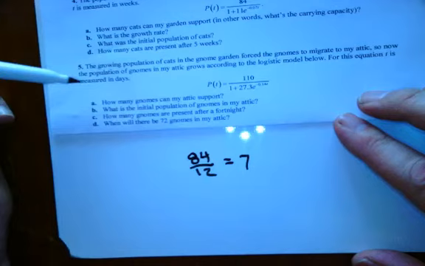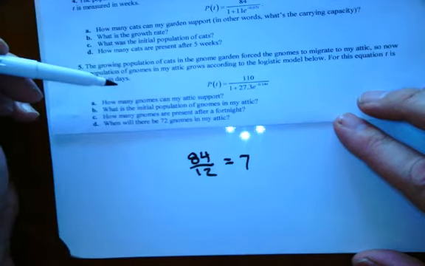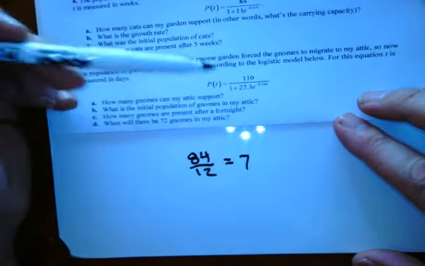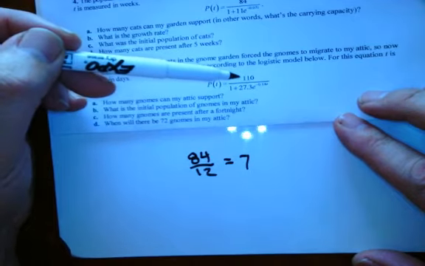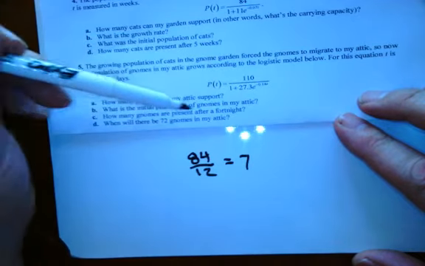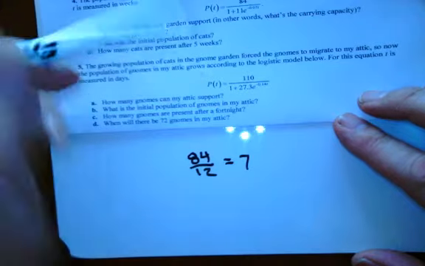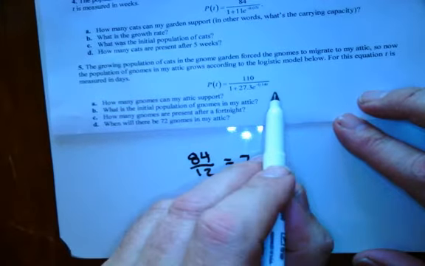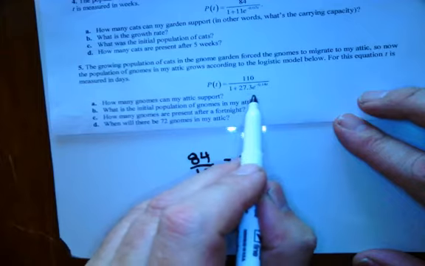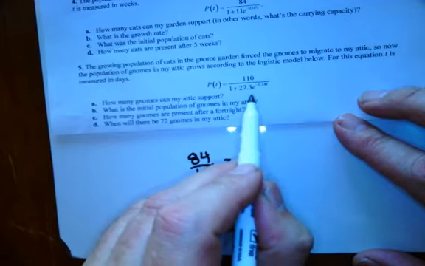The growing population of cats in the gnome garden forced the gnomes to migrate to the attic. So now the population of gnomes in my attic grows according to this logistic model, where t is measured not in weeks, but now in days. How many gnomes can the attic support? Again, that's the carrying capacity of the environment, or 110.